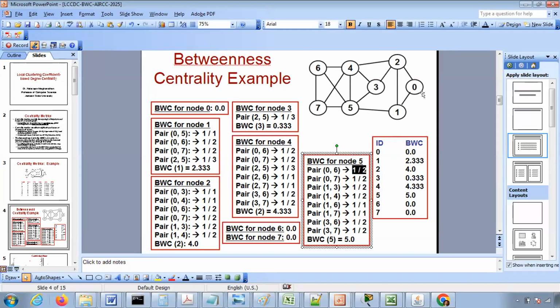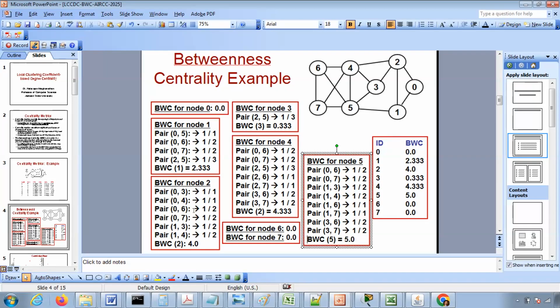Like that for each possible pair, 0,1; 0,2. 0,1 is not listed here because 0,1 does not need to go through node 5. So that's why the fraction is 0. For 0, 7, again, there are two shortest paths, 0, 1, 5, 7 or 0, 2, 4, 7, and one of the two shortest paths goes through node 5. For the pair 1, 6, there's only one shortest path, 1, 5, 6, and that shortest path goes through node 5. So one of the one shortest path between the pair 1, 6 goes through node 5. Like this, for all possible pairs, find those fractions and add up those fractions. That's the betweenness centrality of node 5.